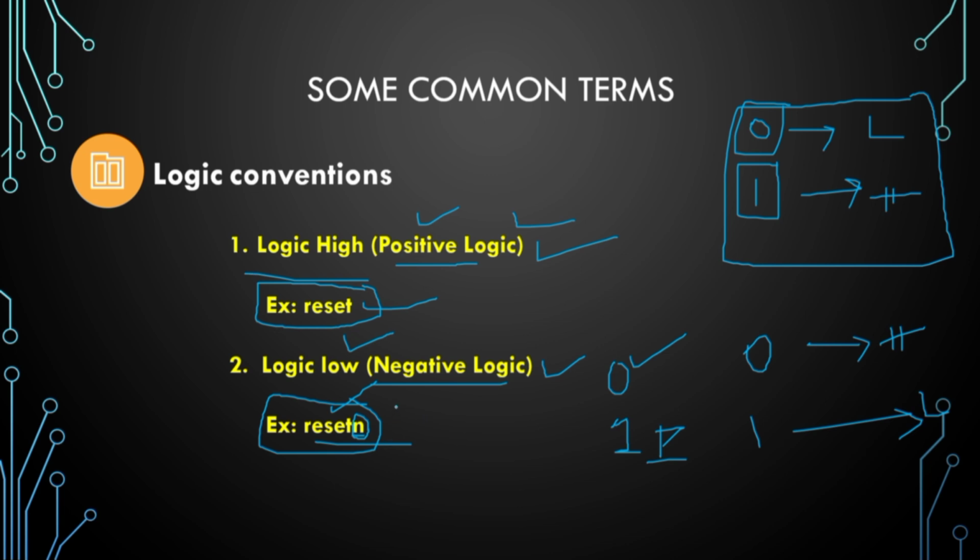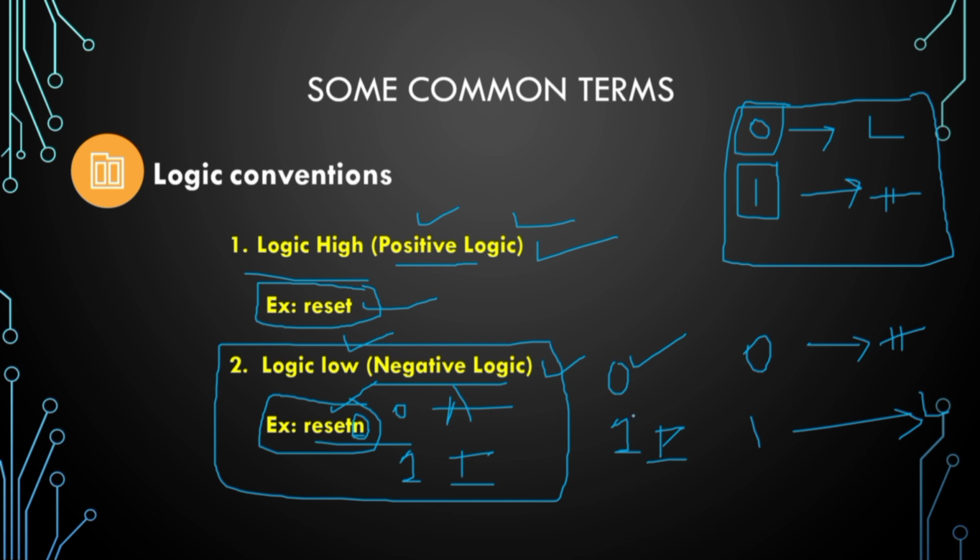Here, whenever we give 0 to this reset n, it will become active, and whenever we give 1 to this reset n, it will become inactive. This is how the logic convention goes.